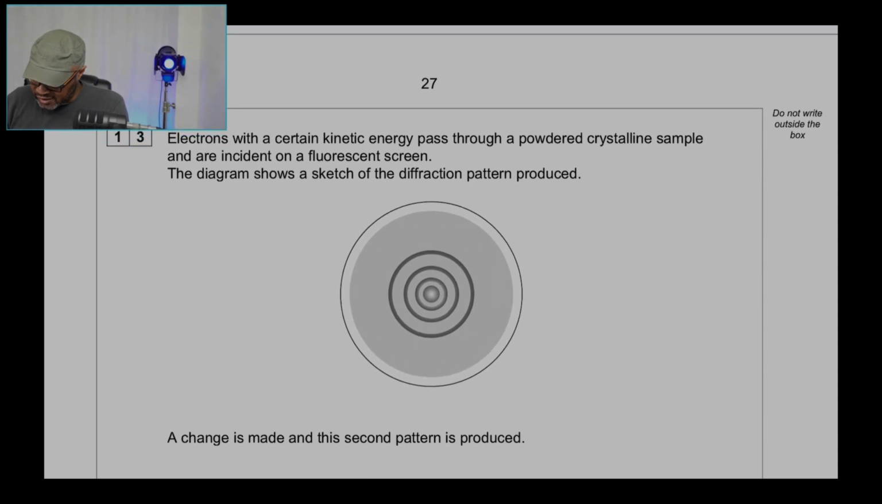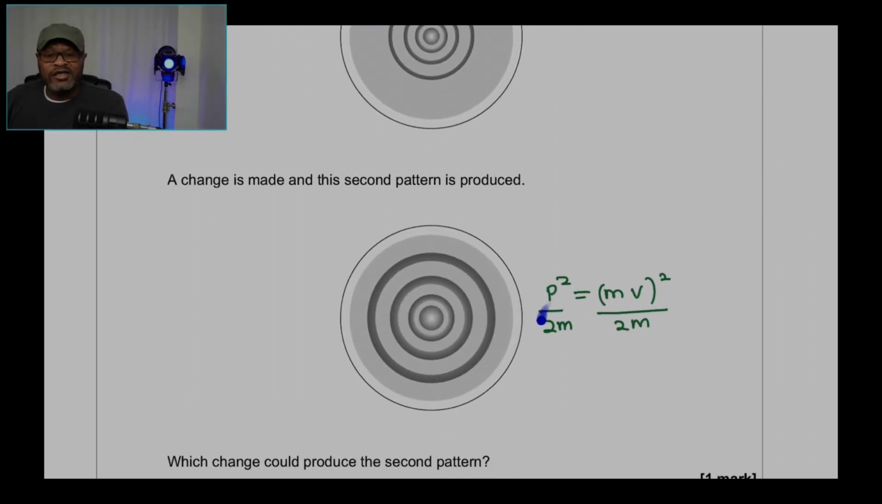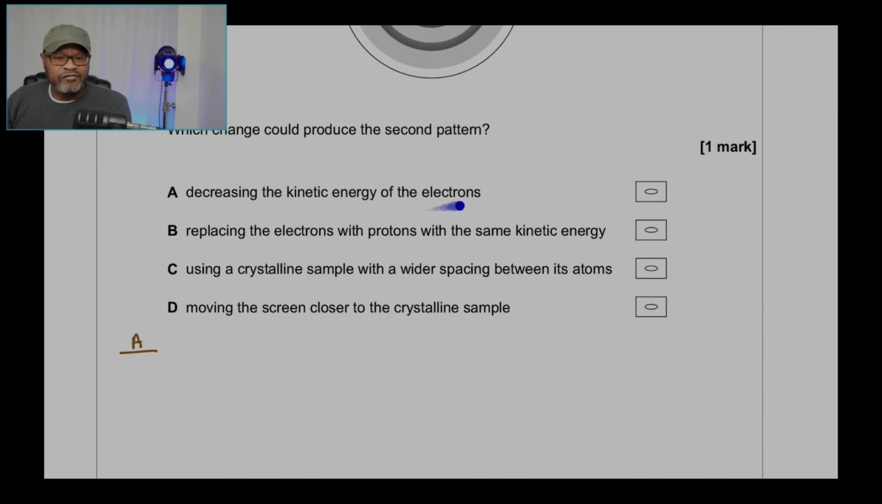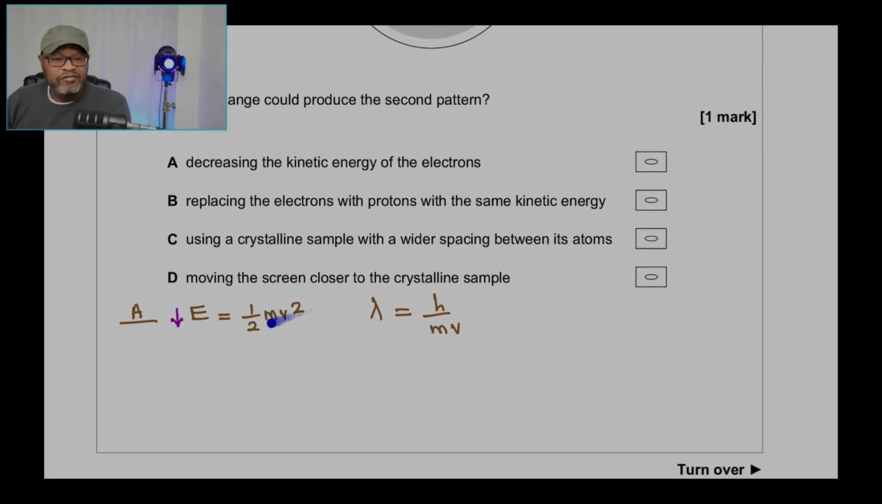Looking at the kinetic energy, we could say that the kinetic energy, which is p squared over 2m, is mv squared over 2m. And that's the kinetic energy. For A, if you decrease the kinetic energy of the electron, so lambda is h over momentum. That's the de Broglie wavelength. If energy goes down, the velocity goes down and the wavelength will go up.